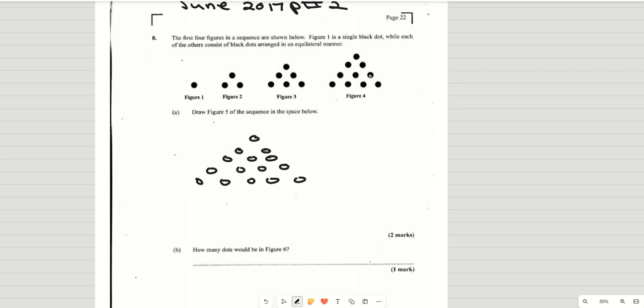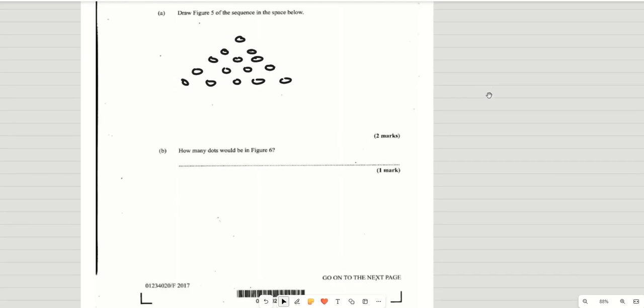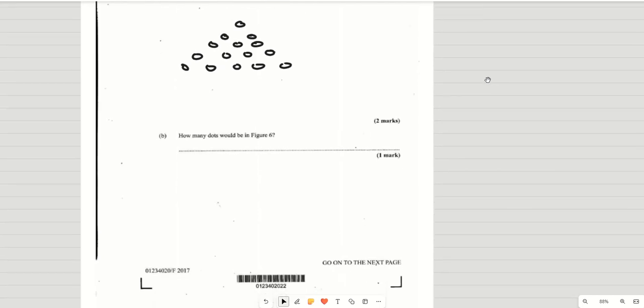So this is how your figure 5 would look. 1, 2, 3, 4, 5. You see it's 5 going diagonally and you have 5 across. How many dots would be in figure 6? You could possibly just do this very quickly. Figure 6 would look like 1, 2, 3, 4, 5, 6. Put it here. That's 6, 7, 8, 9, 10, 11, 12, 13, 14, 15, 16, 17, 18, 19, 20, 21.